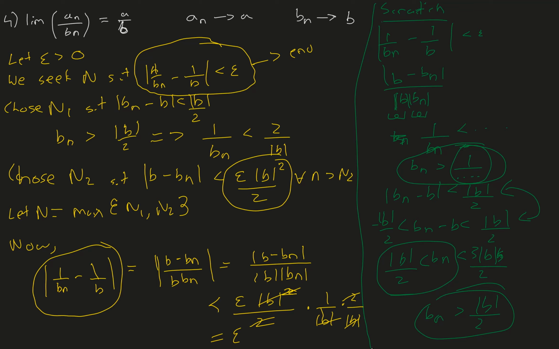Therefore 1 over bn converges to 1 over b, and we can just use the previous theorem to show that this is true, and we're done with the proof.